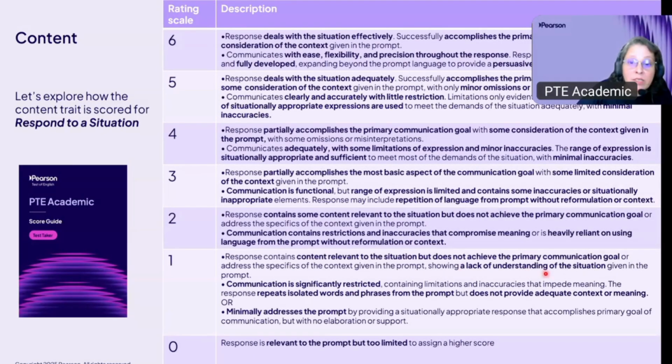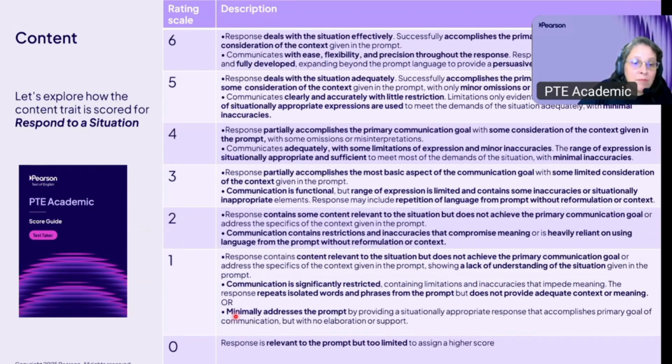Shows lack of understanding of the situation, hasn't understood the situation, so the response doesn't reflect that. Communication is significantly restricted, contains limitations and inaccuracies. So here the language being used is very limited. The response repeats isolated words and phrases from the prompt. Hardly any paraphrasing, only using words from the question, and does not provide adequate context or meaning, doesn't give enough background when they are responding for a 1.